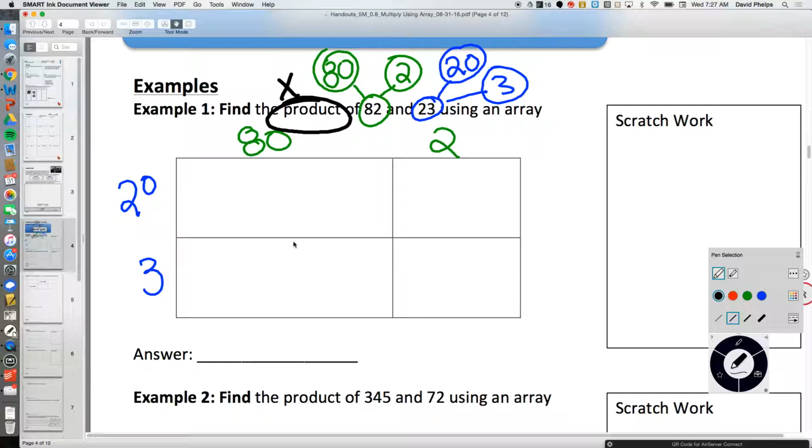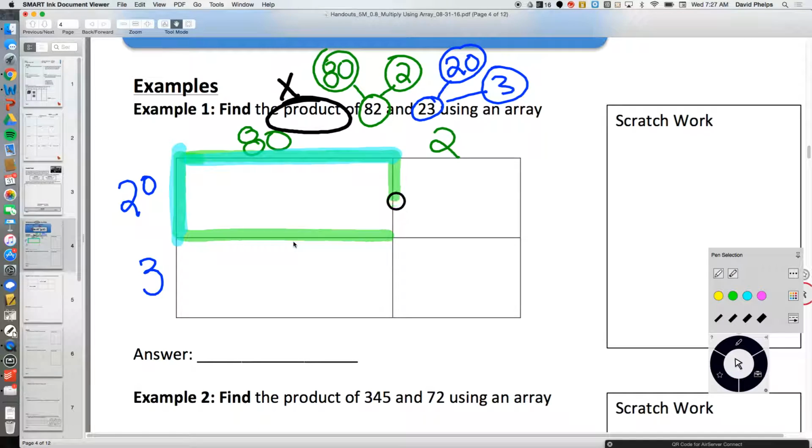So this first rectangle, I'm just going to highlight this. Don't do this on your paper. This is just so you know what I'm talking about. Just this rectangle here in the top left corner. The dimensions of that rectangle have a length of 80 and a width of 20. So to find the area, we need to multiply 80 times 20. So let's write that on our paper.